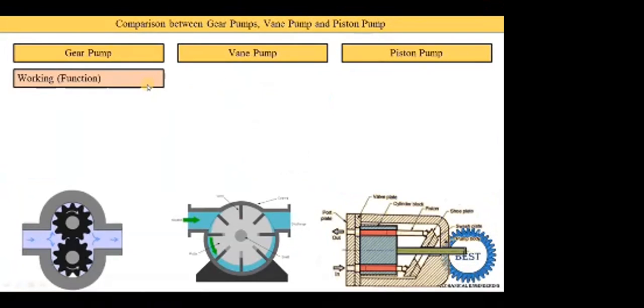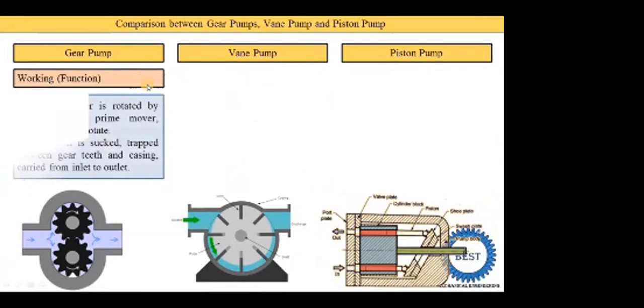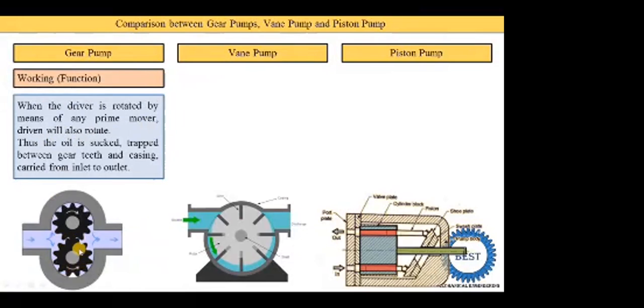Now the second point is on the basis of the working or function, means how it works. When the driver is rotated by means of any prime mover, the driven will also rotate. Means one gear is connected with the prime mover. Suppose we consider that this is the driver gear and it is connected with this prime mover, means electric motor. And we start the electric motor, this driver gear starts to rotate, and with this the driven gear also rotates, and due to these rotations the oil is sucked and trapped between the gear teeth and the casing and carried from inlet to outlet.